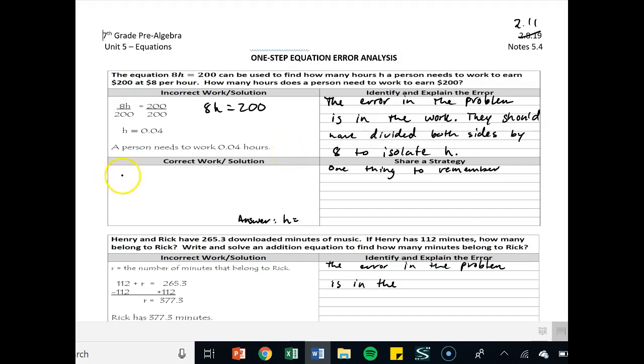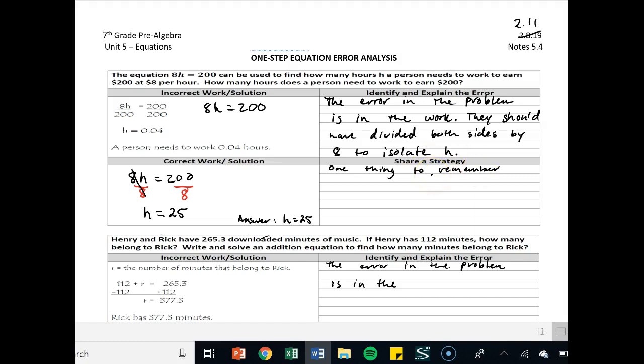Now we're going to go ahead and rewrite the problem here and do it correctly. So 8h equals 200. Divide both sides by 8. On this side it cancels off because 8 divided by 8 is 1, so h is left over. H is equal to 25. So you put your answer here, 25, meaning that somebody would have to work 25 hours at $8 an hour to earn $200.